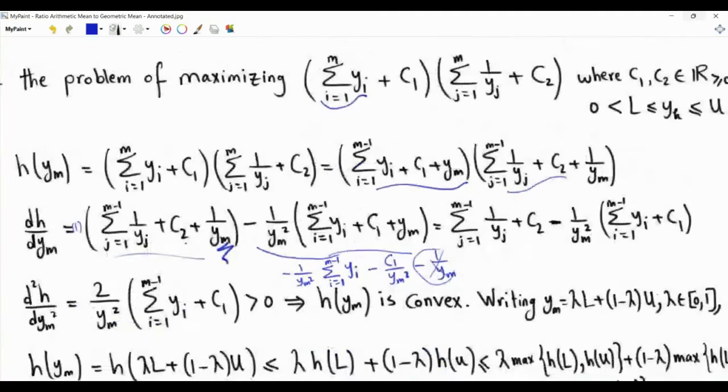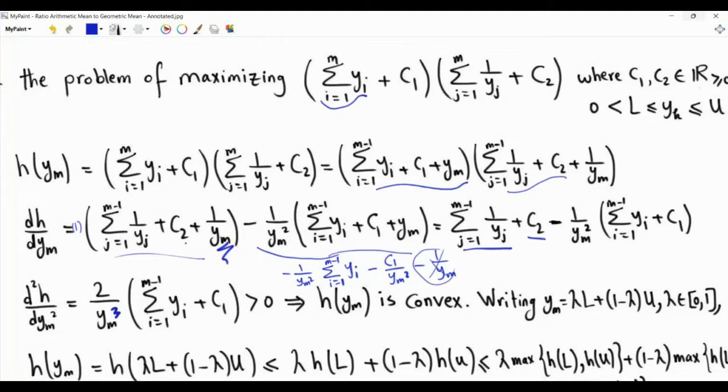Take the second derivative with respect to ym. Ym is not here, this is a constant, and now we have minus this quantity here, which is considered constant, over ym squared. So the second derivative will be 2 over ym cubed, multiplied by this bracket here, which is the non-negative constant c1 plus the sum of the y's from 1 to m minus 1.